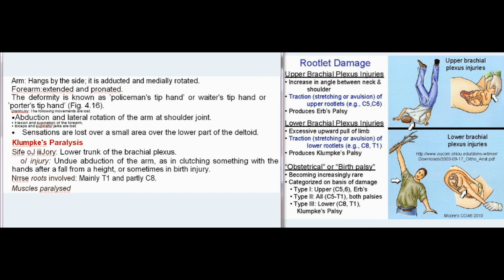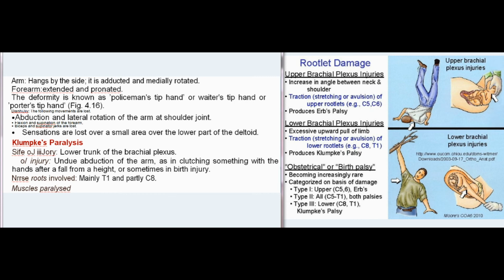Fig. 4.16. Disabilities: the following movements are lost. Abduction and lateral rotation of the arm at the shoulder joint. Flexion and supination of the forearm. Biceps and supinator jerks are lost. Sensations are lost over a small area over the lower part of the deltoid.